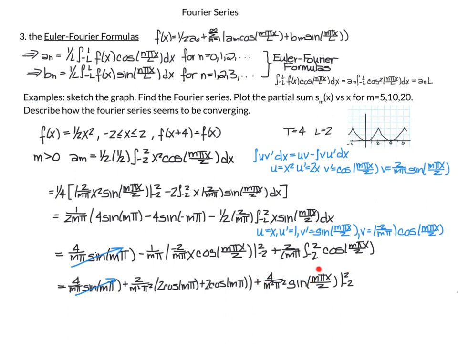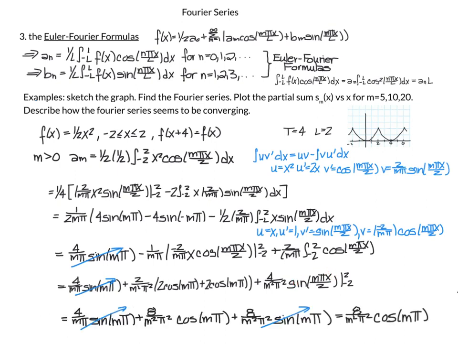But again, because of the 2, this cancels out, and I get sine of m times pi, where m is an integer, so that goes to 0. Similarly, with the -2, this will go to 0. And what I'm left with is just this middle term here. So I have 2 cosine m pi plus 2 cosine m pi, that's 4 cosine m pi times 2, that'll be 8 over m squared pi squared cosine of m pi.